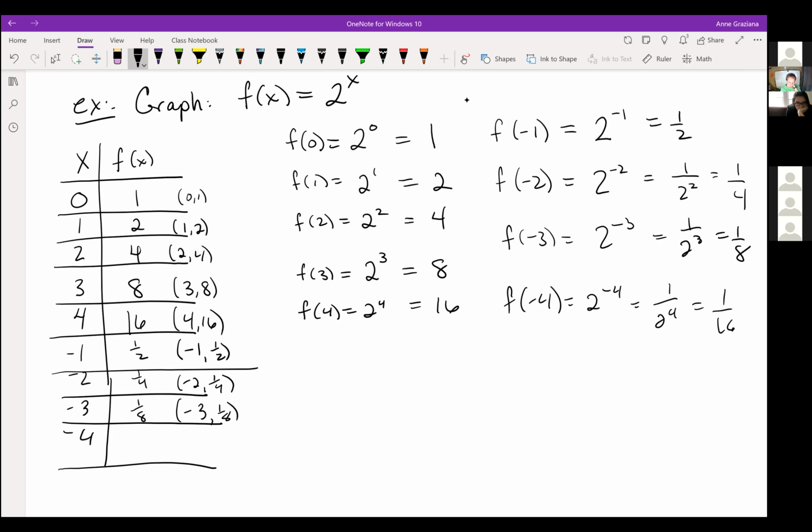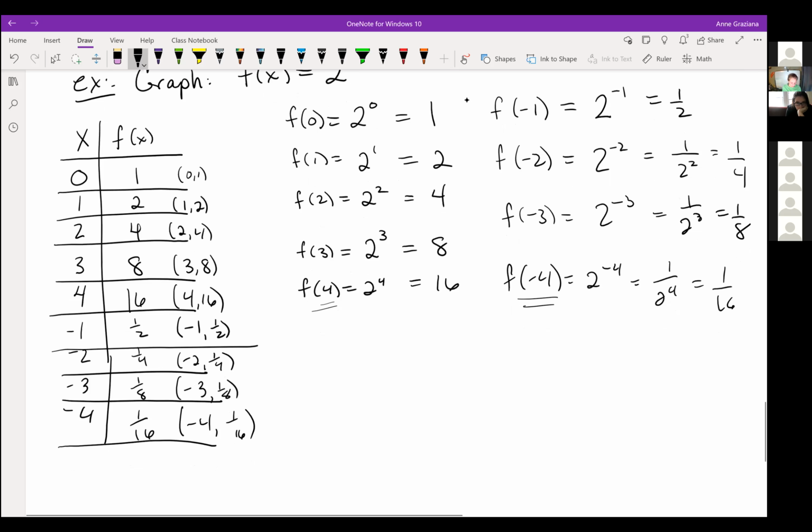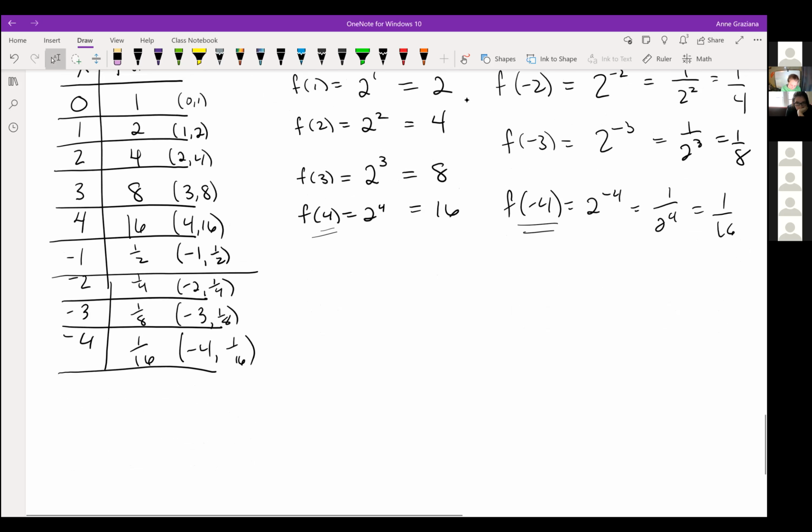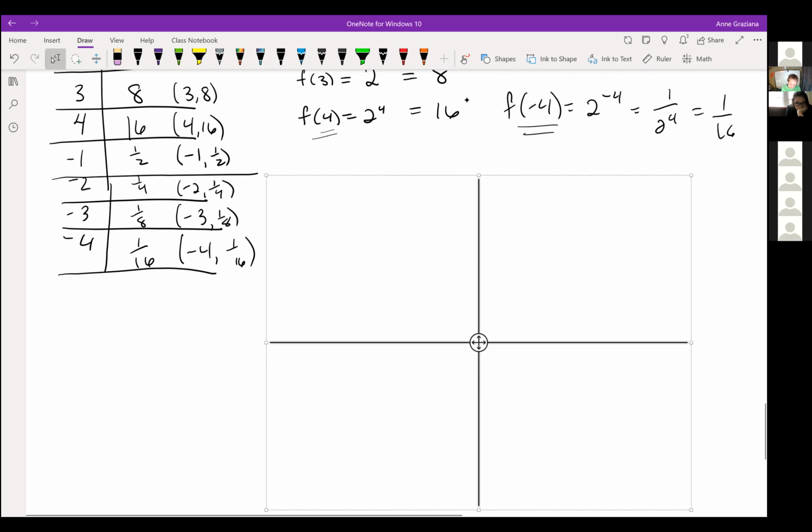Notice though that, I was wondering if you guys were just noticing that when you put in the opposite, it's the reciprocal. Did anybody see that? Like, oh, that's just going to be 1/16. So for example, what would f of -5 be? 1/32. Yep. So anyways, these are powers. We see they're just powers. All right, let's look at this graph. Check out the graph.